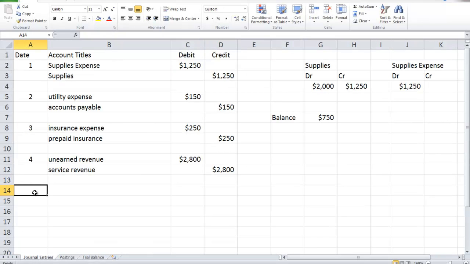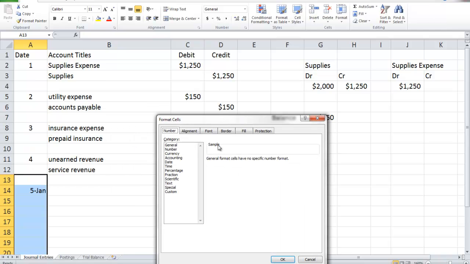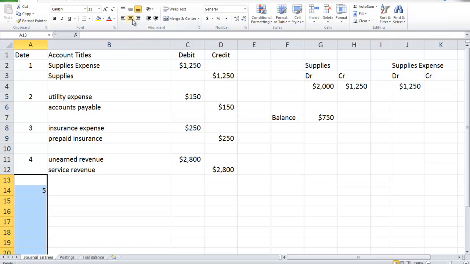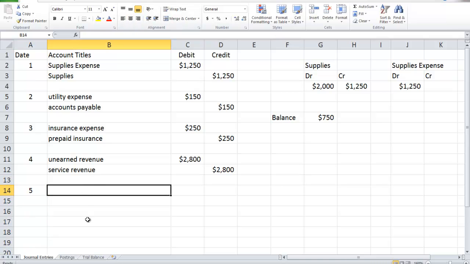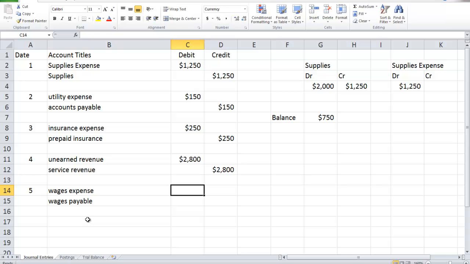Now for transaction number 5, change the format again. So for transaction number 5, it says salaries of $1,900 are accrued, meaning that we have to expense that for wages expense. We haven't paid it, so we debit wages expense and credit wages payable for $1,900.